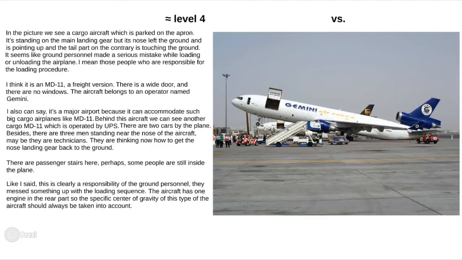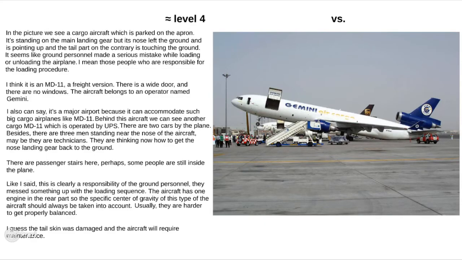The aircraft has one engine in the rear part, so the specific center of gravity of this type of aircraft should always be taken into account. Usually they are harder to get properly balanced. I guess the tail skin was damaged and the aircraft will require maintenance.